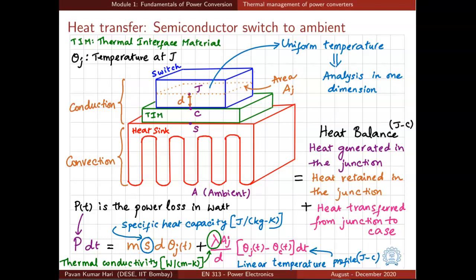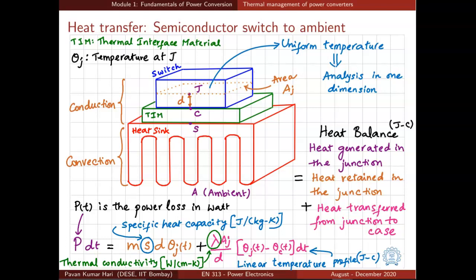Let's try to understand the mechanisms of heat transfer here. The heat transfer happens through conduction from the junction all the way up to the heatsink surface. It's predominantly conduction. From the heatsink surface to the ambient, the mechanism is convection. Let us take a look at the conductive part of heat transfer, and specifically between the junction and case. If we write the heat balance equation for this part of heat transfer, the heat generated in the junction is equal to the heat retained in the junction plus the heat transferred from junction to case.